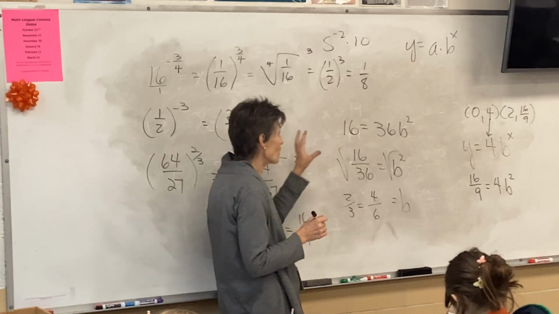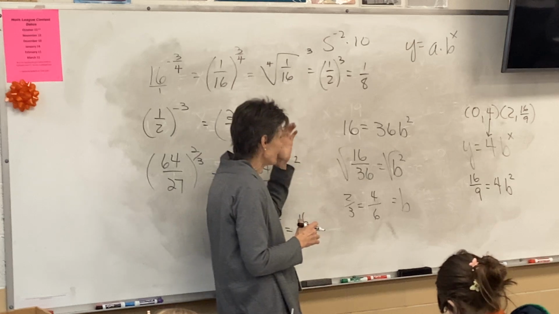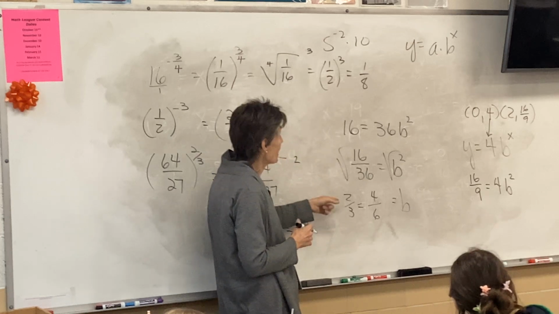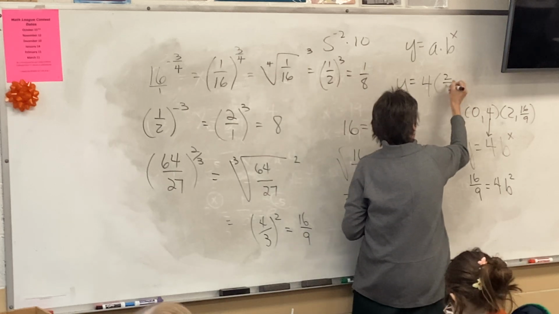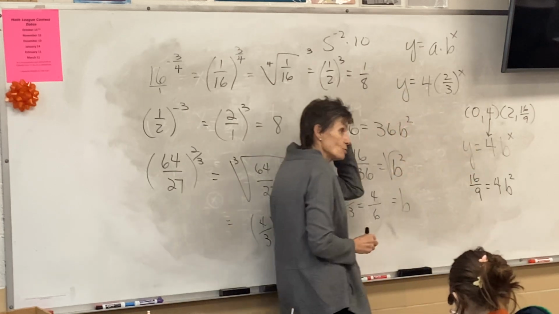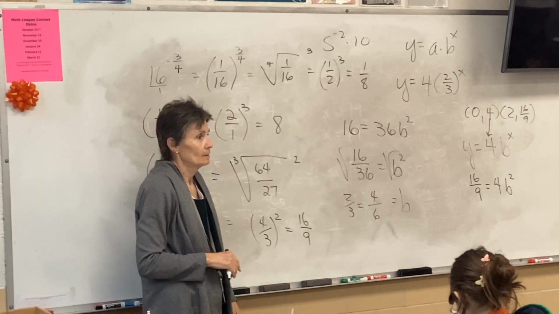Now, I'm not saying you have to find B that way, there are other steps you can go through, but you have to end up with B and you have to end up with 2/3. So your answer is 4 times 2/3 to the x. So if you struggle with that, copy that other sheet and go practice it.